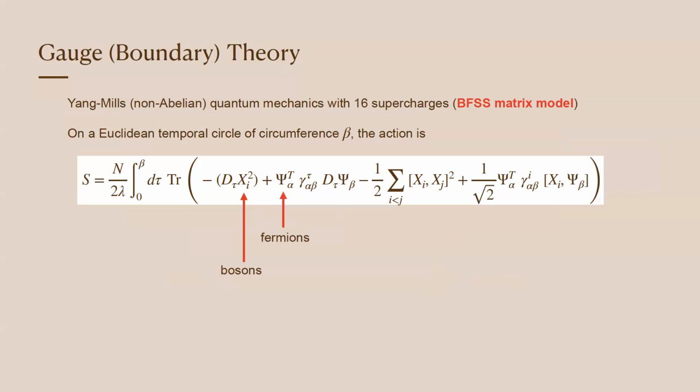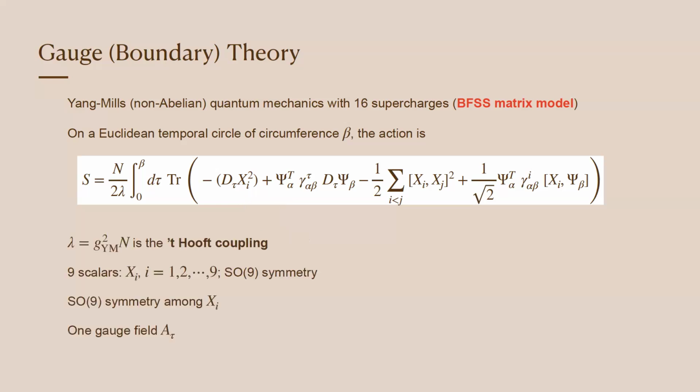These are like a bunch of oscillators, okay? And they are interacting. There are bosonic oscillators, fermionic oscillators, and they are interacting. That is what this action represents. And these are all matrices. So here lambda is the coupling within the theory, and we can take the Yang-Mills coupling squared times the size of the matrix, which is this, to get the coupling called the 't Hooft coupling. This is the relevant coupling.